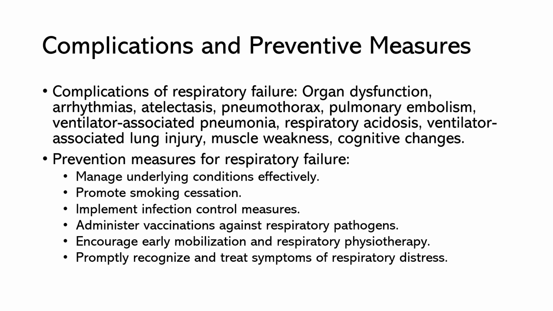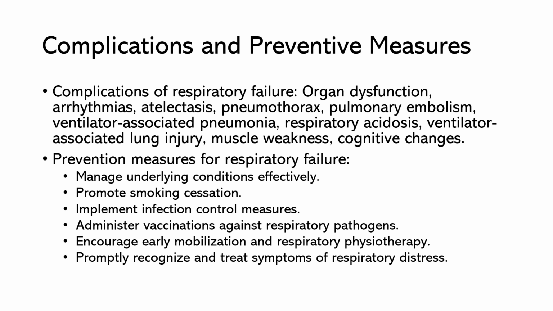Now let's talk about some possible complications and preventive measures for respiratory failure. Respiratory failure can lead to a whole cascade of complications due to reduced oxygen and increased carbon dioxide in the body. The most immediate risk is that vital organs like the heart and brain may not receive adequate oxygen, leading to conditions such as arrhythmias, myocardial infarction, stroke, or even organ failure.